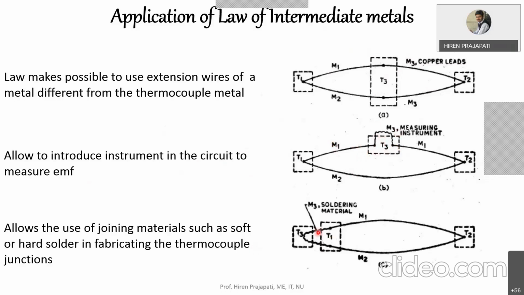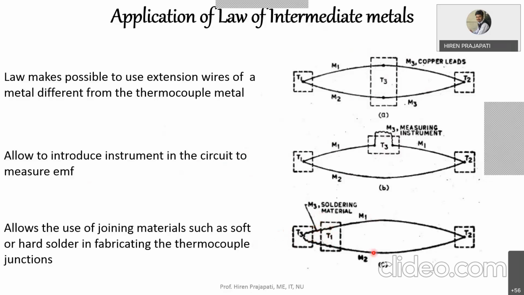And the last one is when you want to form junctions, then you need to go for soldering to form the junction. Some joining process is required, and generally we are using soldering, silver material, right? So when you do soldering, then both the wires are connected by a third material, M3, which is generally copper in solder, right? So again, that copper or soldering material is at the same temperature, so this additional material will not change EMF of M1 and M2.